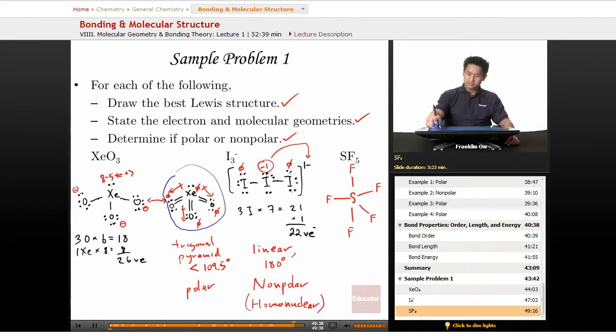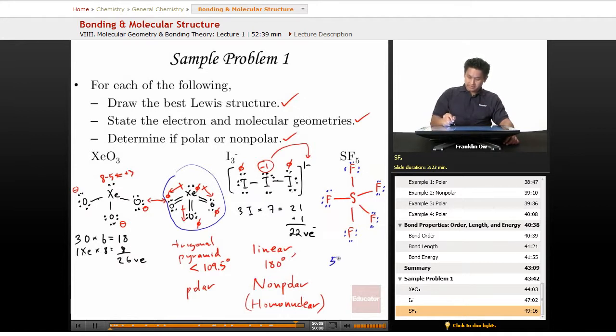Okay, the next step is to complete everybody's octet using lone pair of electrons. Let's go ahead and do that. Okay, and you see sulfur has already an octet. In fact, it has more than an octet, but that's okay because it's in period 3 or higher. So everybody seems to be good to go. Let's go ahead and do a valence electron count.